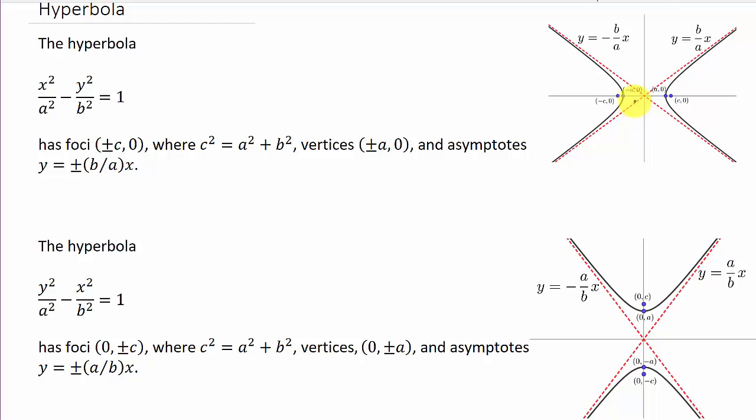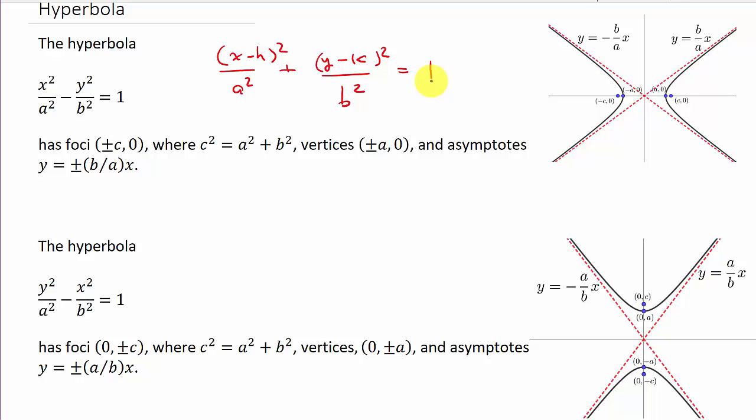Now, the other thing, you see these asymptotes cross here. Well, that can change. The way that would change is if this is shifted left, right, up, or down. So the equation for that would be x minus h squared over a squared plus y minus k squared over b squared equals 1.